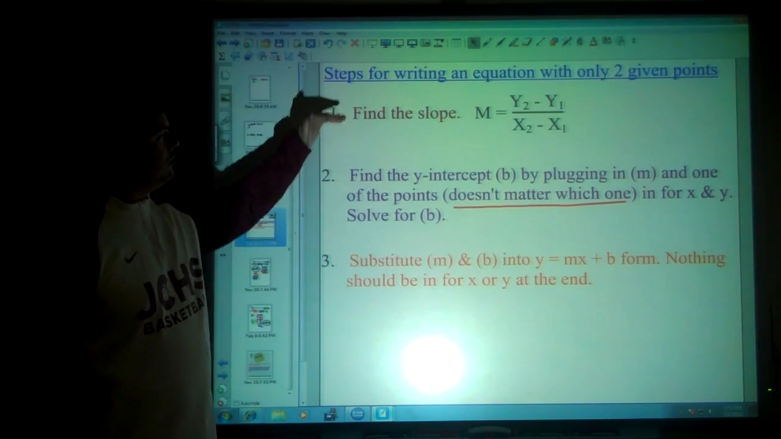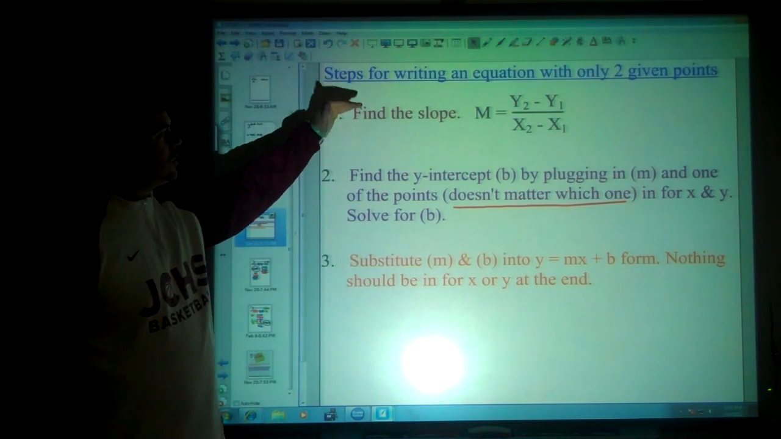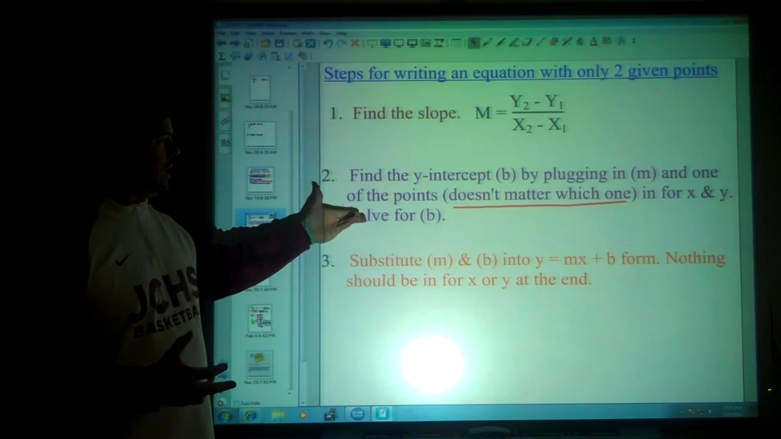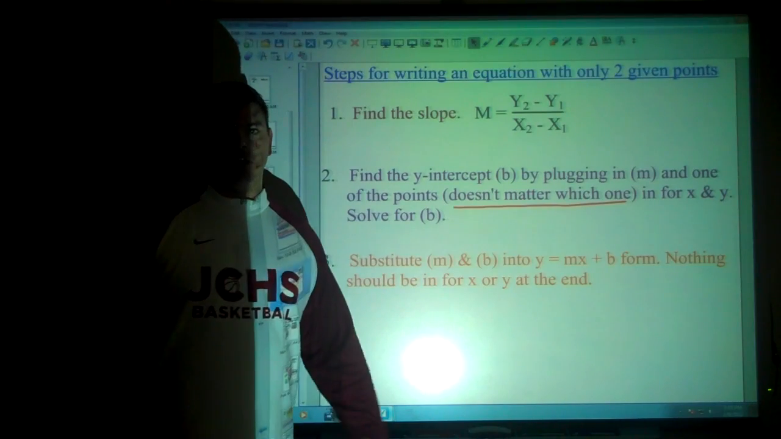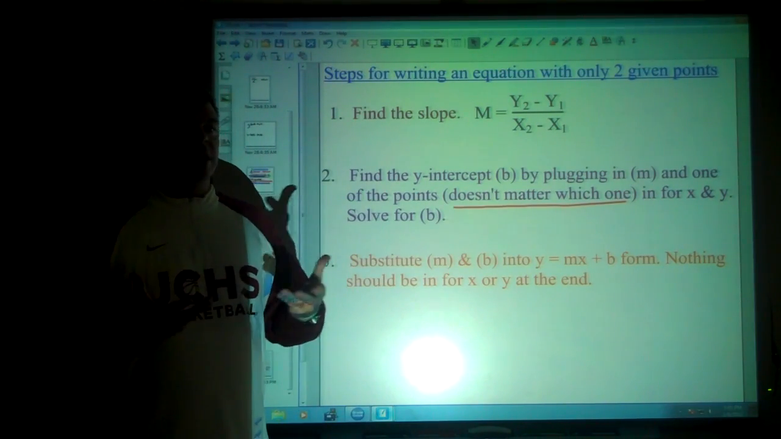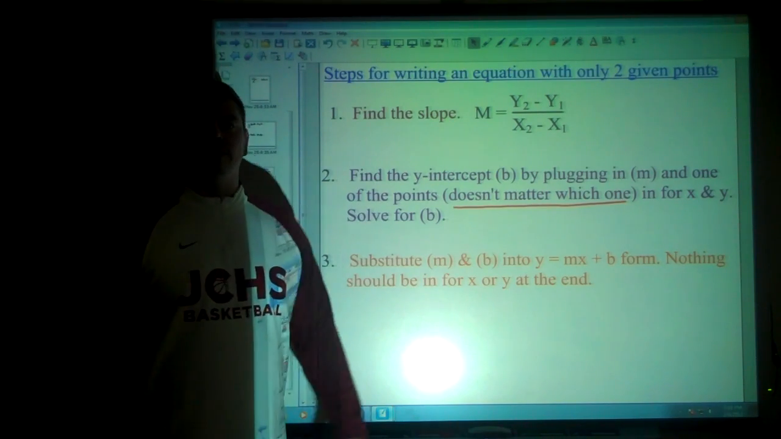But these steps are key. Find the slope first, then use that slope and one of the points, doesn't matter which one, to solve for your y-intercept b, and then you can write your equation using the m and the b that you've found. So this is kind of everything. Nothing's been given except 2 coordinates. You can find information from it.